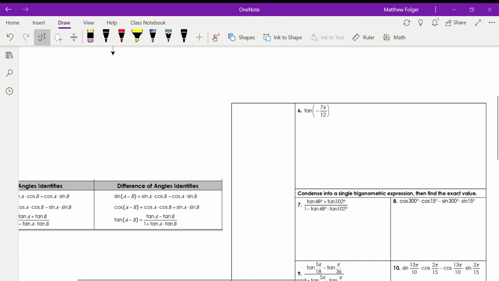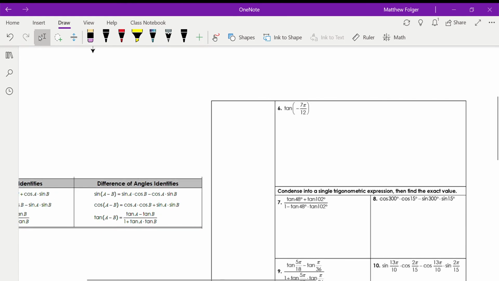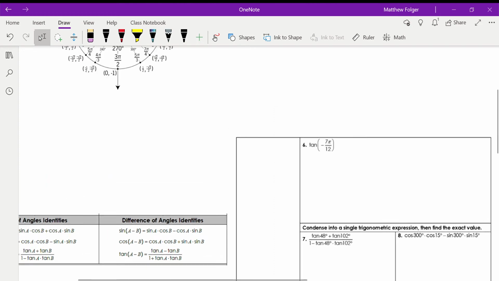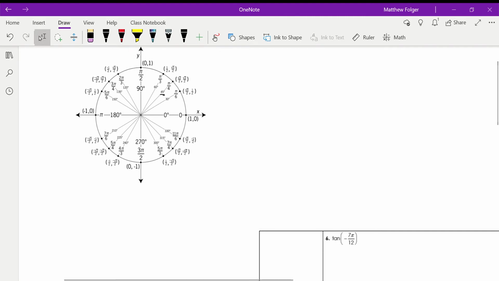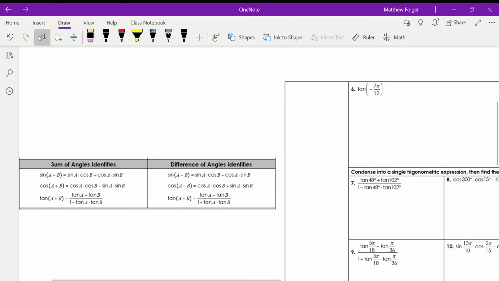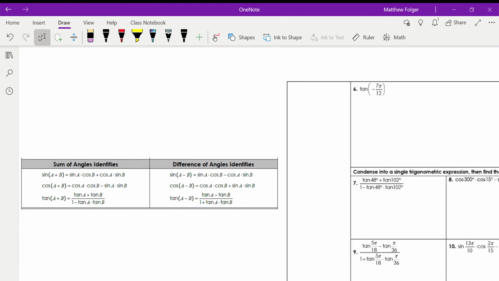We are now on the back of the sum and difference identities notes. Today, we're going to first start with just another problem like the ones we did yesterday, just to practice that a little bit. And then we're going to talk about a couple different ways that you can use this. I have the unit circle up here. Use that as a reference. And then I have all of the sum and difference identities here.